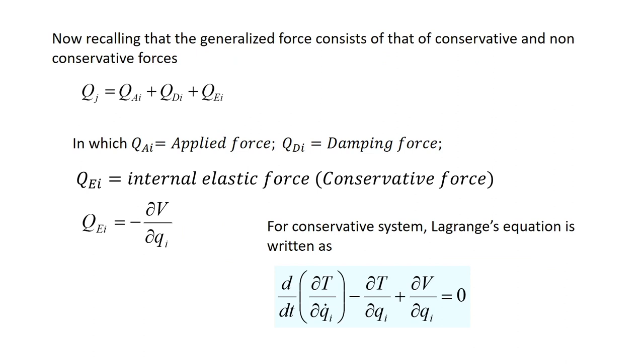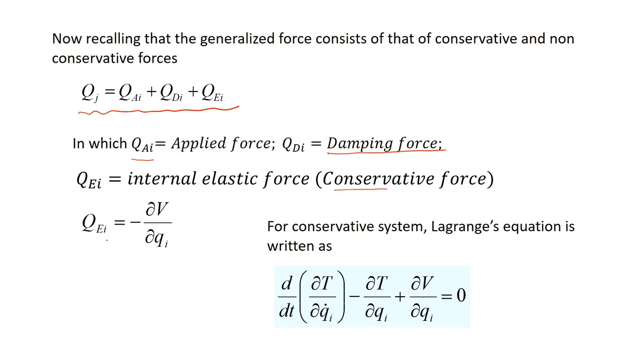Now, recalling that generalized force consists of conservative and non-conservative forces, we can write Q j equal to Q a i plus Q d i plus Q e i. Q a i is the applied force, that means a force applied on the system which is variable in time or maybe constant also. Then Q d i is the damping force, since a real structural system must have damping properties. All systems have some amount of damping. Then Q e i is the internal elastic force, due to spring force or gravity force. This consists of the conservative force field.